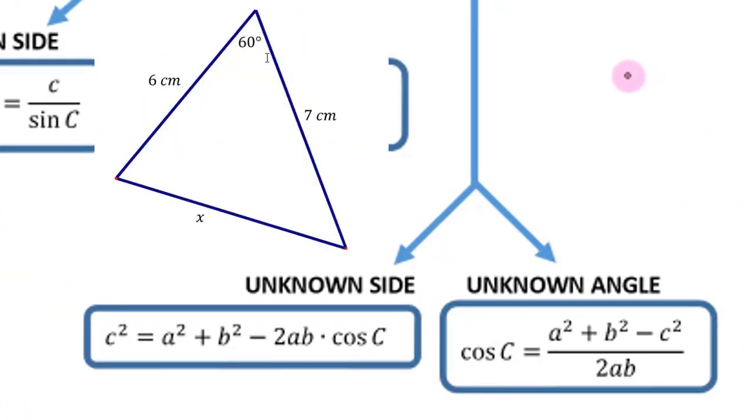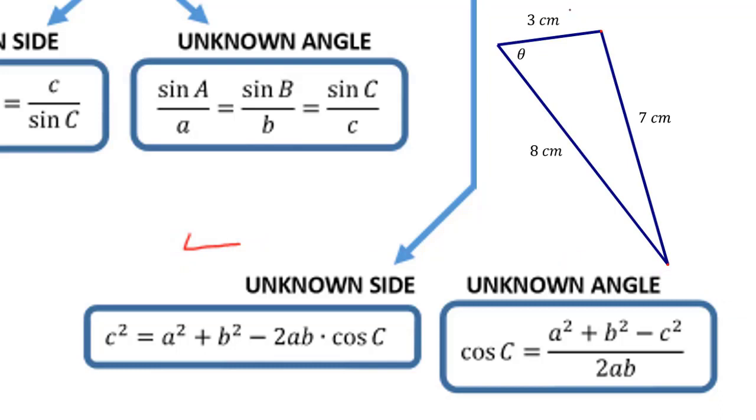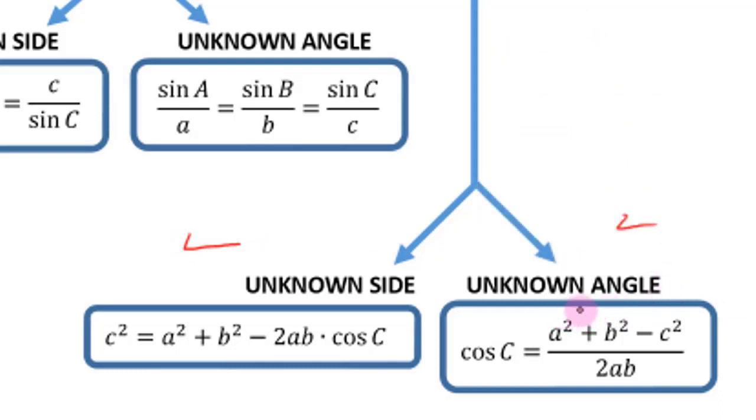Looking at the cosine law, if we're asked to find a side, then that means we need to know one angle and the two sides that enclose that angle. And we can use the cosine law written this way. If we're asked to find an angle, then that means we must know all three sides, and we can use the cosine law written this way.